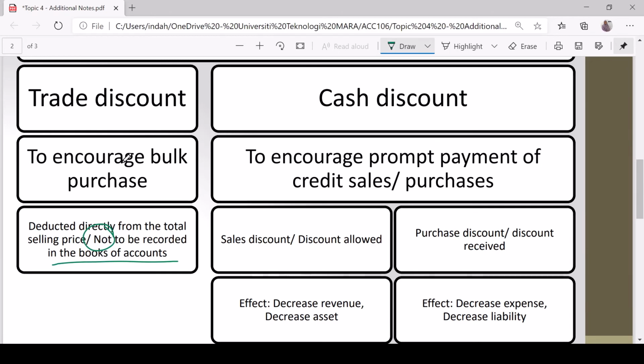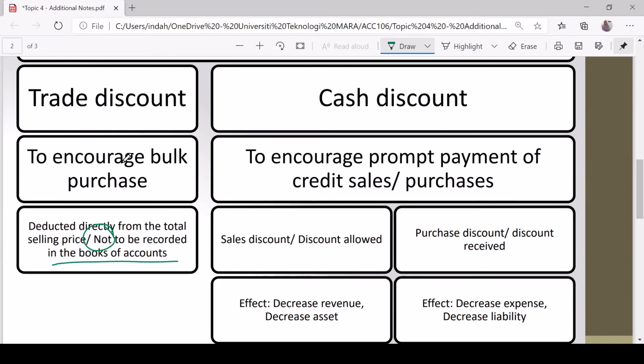This is to encourage prompt payment of credit sales or purchase, to encourage early payment, because when we sold goods on credit to the customer, we would love it if the customer paid earlier. So what can we do to encourage them to pay earlier? We can offer them a cash discount. Let's say, for example, if you pay within 30 days, you get a discount of 5%.